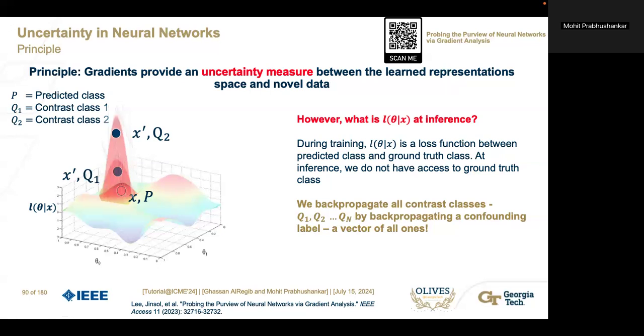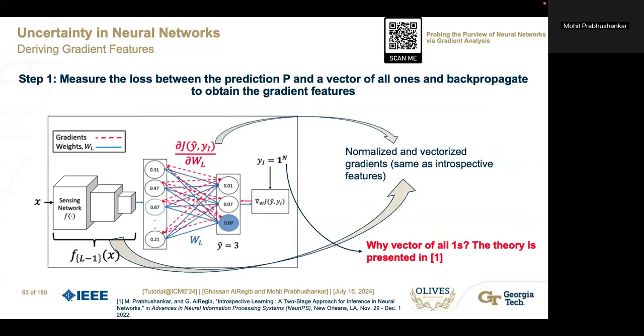So we can backpropagate all these contrast classes and get some gradient measurement with respect to these results. Again, this is another slide we had seen before, which is that we'll be able to backpropagate a vector of all ones and extract the gradients for all these contrast classes in a single backpropagation step rather than doing it a large number of times.